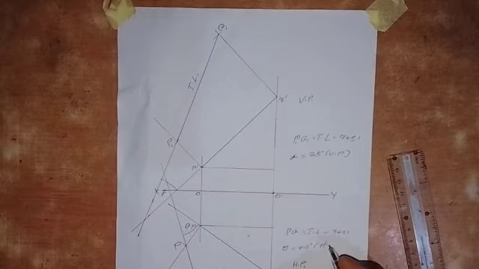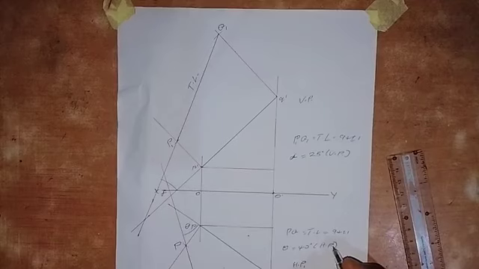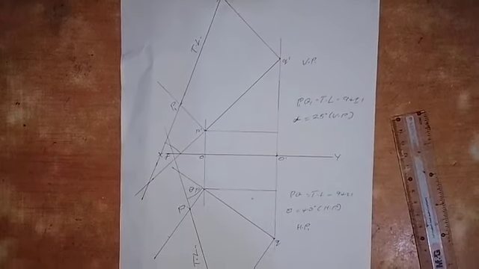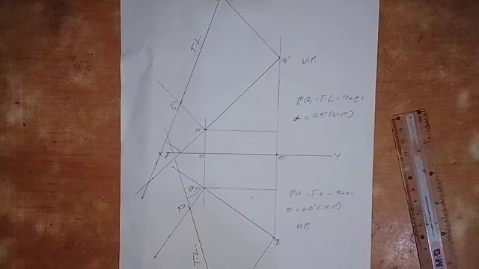So here we have used the trapezoid method to determine the true length and true inclinations of a line in space. As simple as I've done it here, all you have to do is to practice, and when you practice this, you become a master at this work.